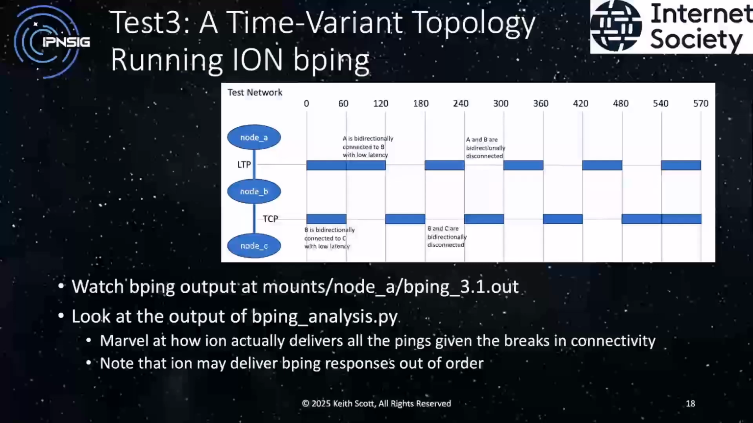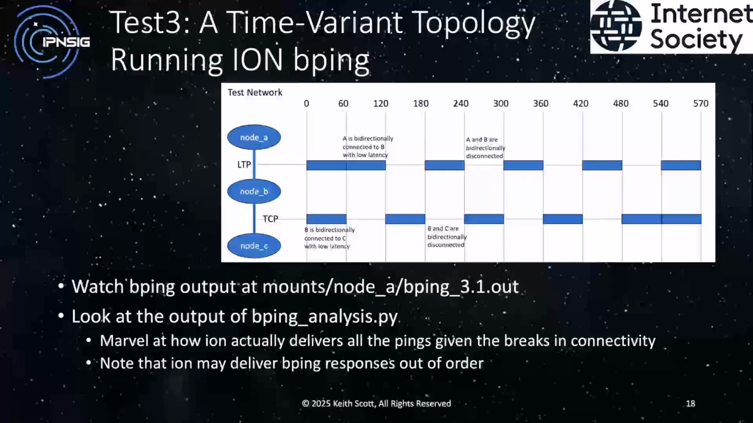So this shows the time variant topology for the network. We've got a linear 3-node network. We're running an LTP convergence layer between nodes A and B and a TCP convergence layer between nodes B and C. For the first minute, everything is connected, and then after that, things are connected only on one of the links. So between time 60 and 120, node A is connected to node B, but B is not connected to C. And between 120 and 180, B is connected to C, but A is not connected to B, and things go on like that until we get out to 570 seconds.